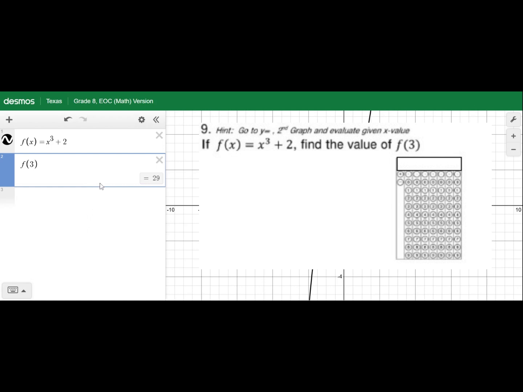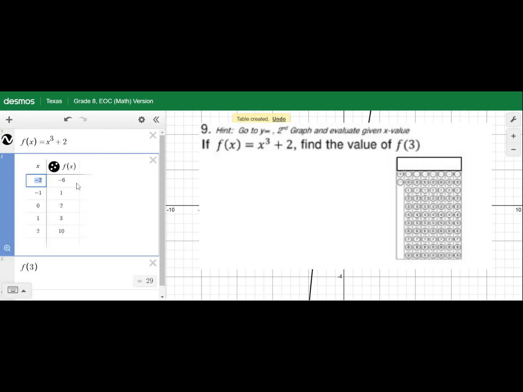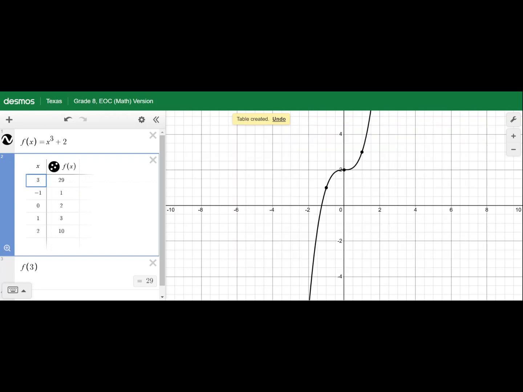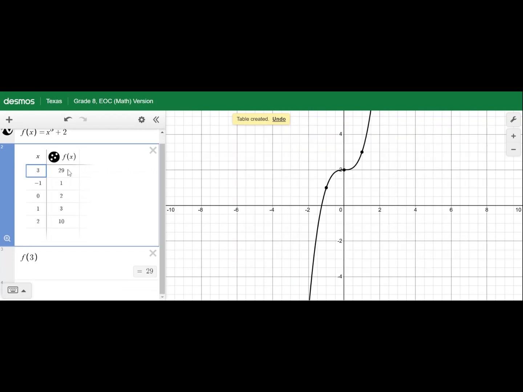Now I'm going to do the same thing. Again, if you forget this, there's another option: go back to this equation, click the gear, click the table, type 3. So the answer here is 29. So same as what we did here, what we type here, and the value in the table. Thank you.